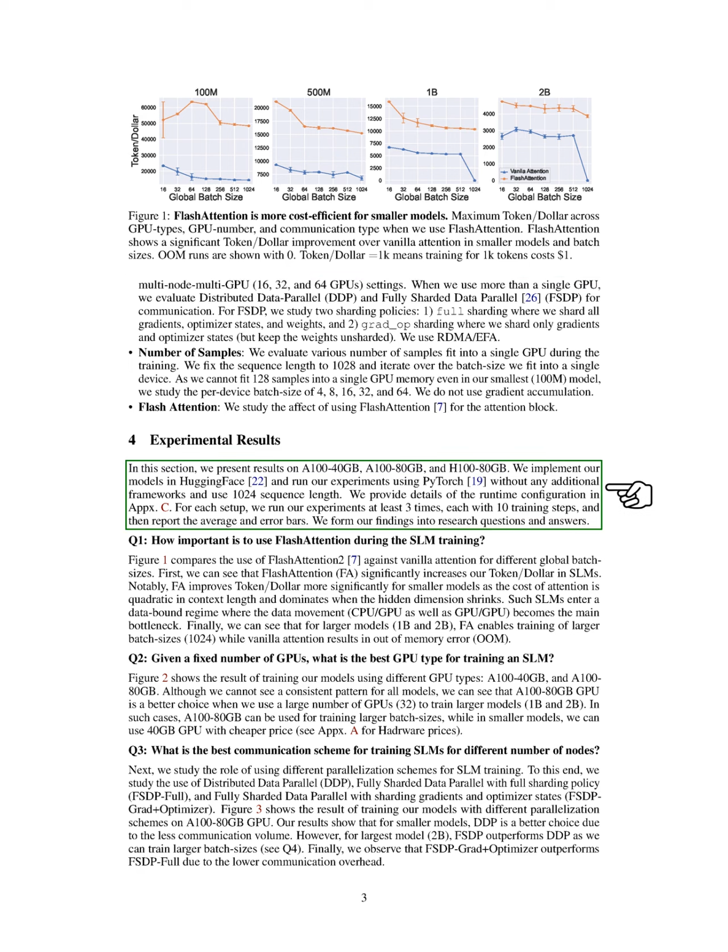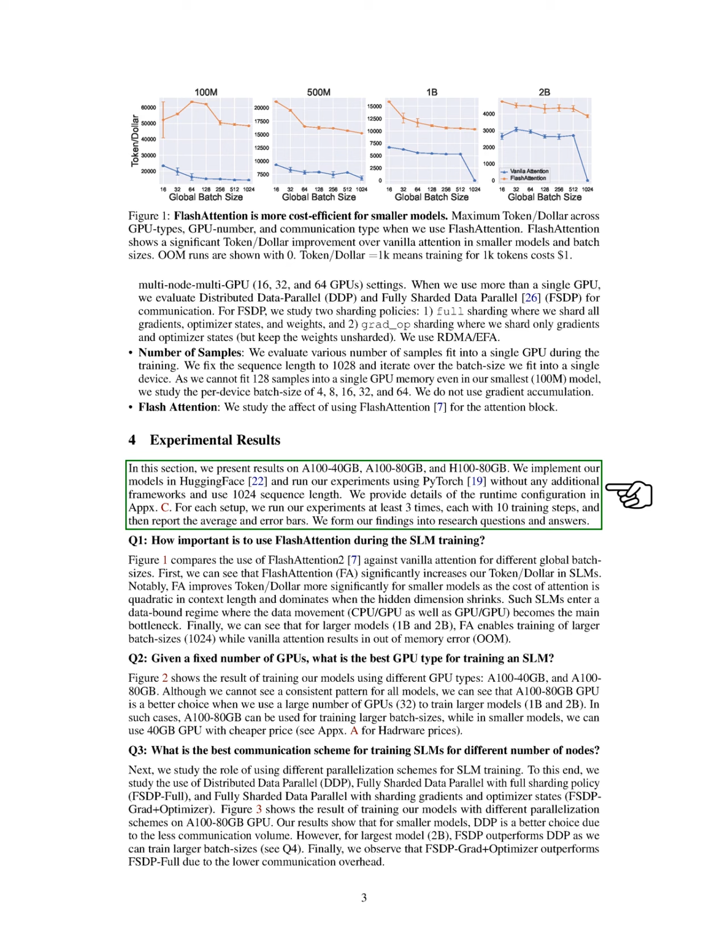In our experimental results, we present findings from the A100 40 GB, A100 80 GB, and H100 80 GB GPUs. We implement our models using Hugging Face and run experiments with PyTorch, maintaining a sequence length of 1024. Each setup is tested at least 3 times, with 10 training steps each, and we report the average results along with error bars. We frame our findings as research questions and answers.